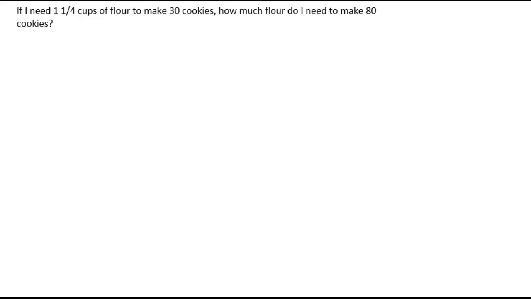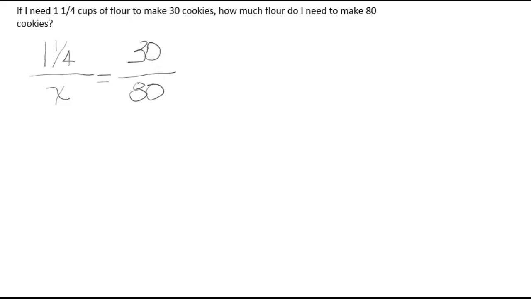We experienced algebra students can solve this by setting up a proportion. It might look something like this. I need 1 1/4 cups of flour for 30 cookies, and I don't know how much flour for 80 cookies. Even though I don't know how much flour, I know that the proportions have to be the same in baking or it'll come out weird. So that's where we start from.